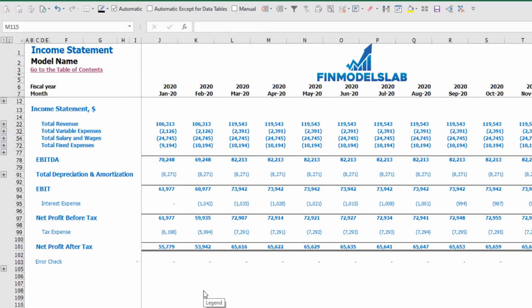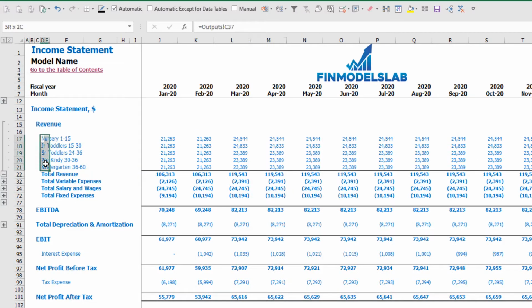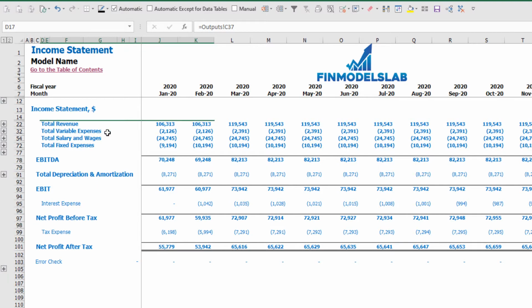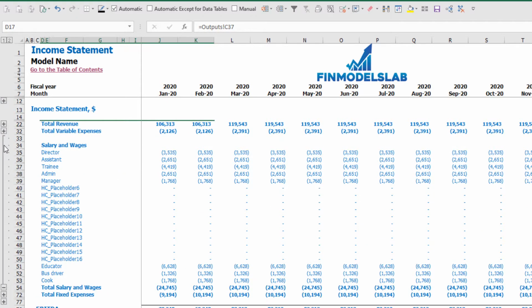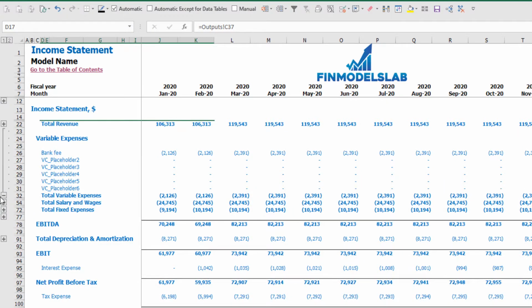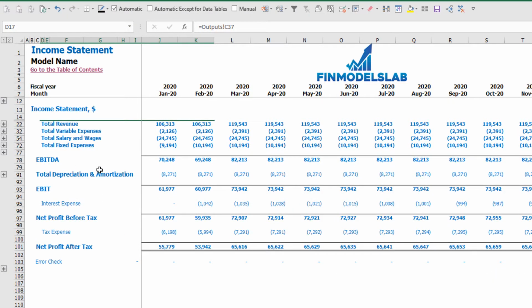On the income statement tab, you may see the main profit and loss line items related to your business. You can see total revenue broken down by the main 5 groups or categories of revenue. You can see total variable expenses, total salaries and wages, total fixed expenses. Each one also has the breakdown by categories, which you may open and review. You may see the EBITDA, depreciation and amortization, EBIT, interest expense, net profit before tax, tax expense, and as a result, net profit after tax.